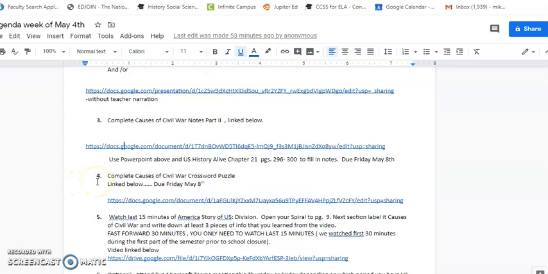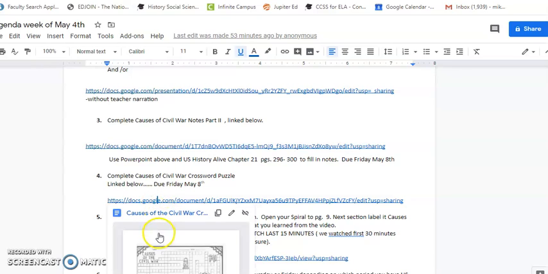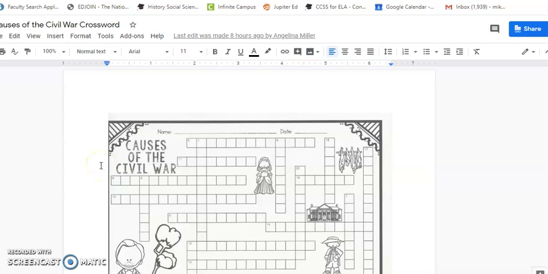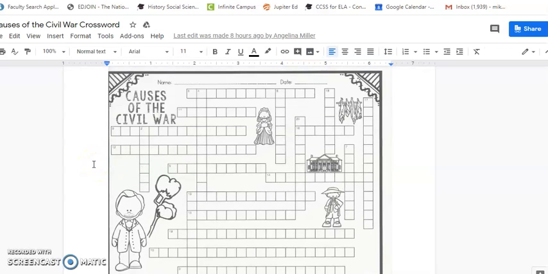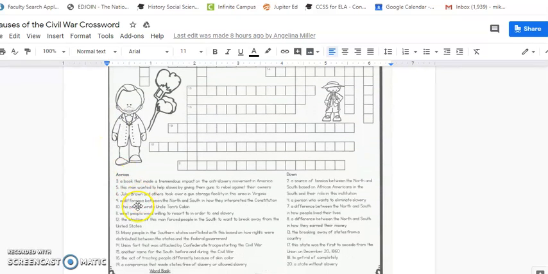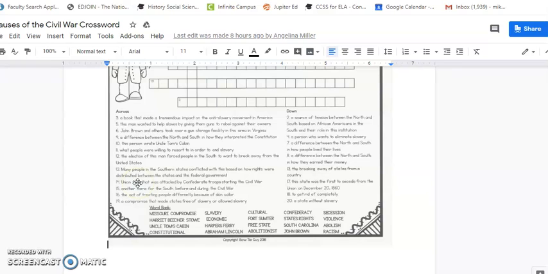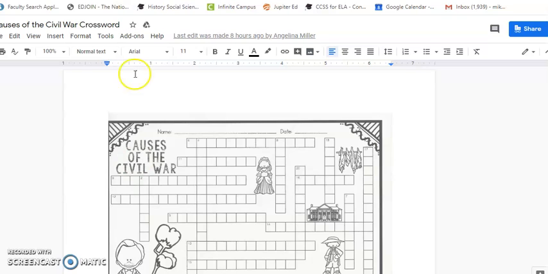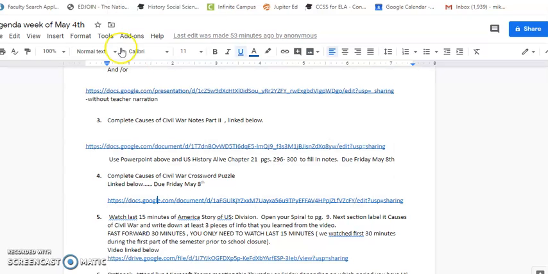Number 4 here, you're also going to complete a crossword puzzle, and that's also going to be due on Friday, May 8th, and that looks something like this. Let me pull that up for you. You can go ahead and print that out or submit it online, however you would like, but this is what it looks like. The instructions are on the bottom with all the questions. So go ahead and work on that. Again, it's not due until Friday, which is May 8th.